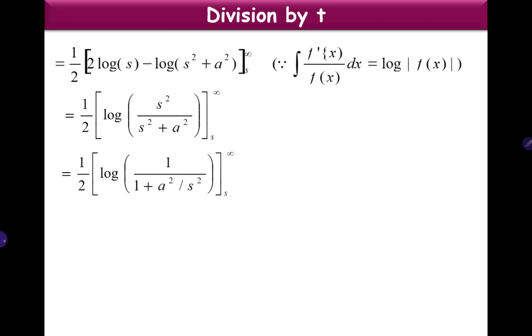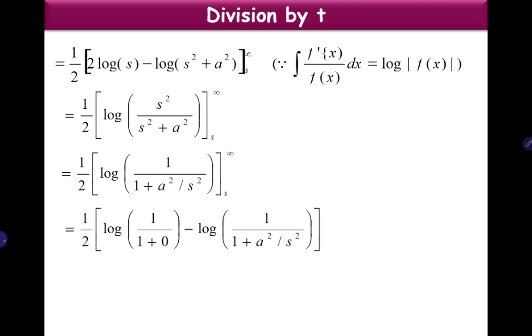So that we get 1 by 2 times log of s square by s square. Here in the numerator is 1, and in the denominator s square plus a square by s square gives 1 plus a square by s square. Now if we substitute the limits, let us see what we get. 1 by 2 times log of 1 by 1 plus a square by infinity, and a square by infinity is 0. So that is log of 1 by 1 plus 0, which is log 1, and we know that log 1 is 0. Minus, and the lower limit being s, we just get the same term here.